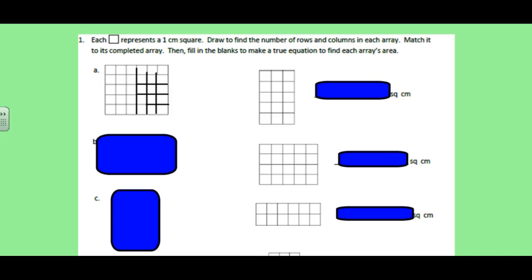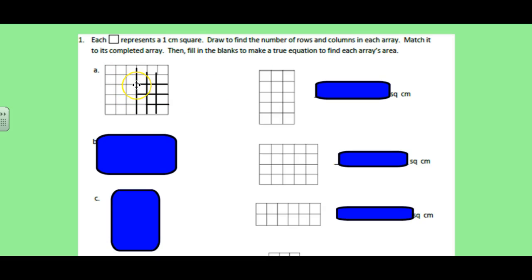Okay, so this is going to be a lot of what we just did. You're going to have to finish drawing in the lines on the rectangles to see what the area of it is. And if you notice up at the top, it says that each one of the squares in the rectangle represents 1 centimeter square. So we know that we're going to be working with square centimeters on these problems. You're going to have to draw to find the total number of rows and columns in each array, and you're going to have to match it to its completed array.